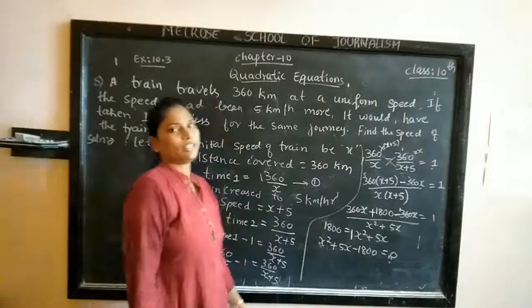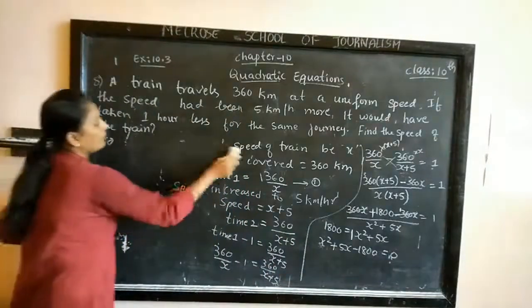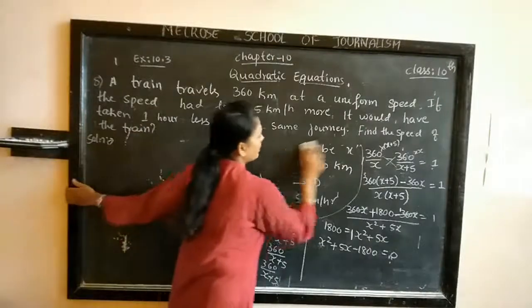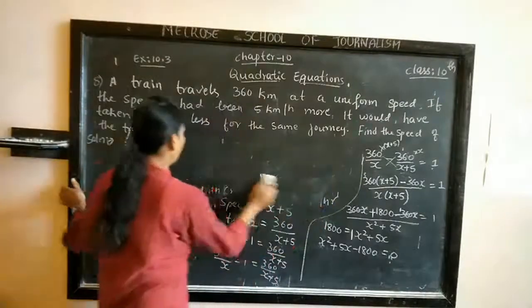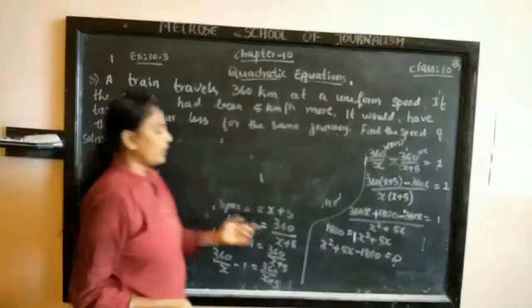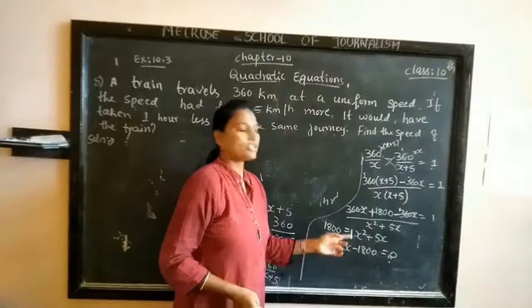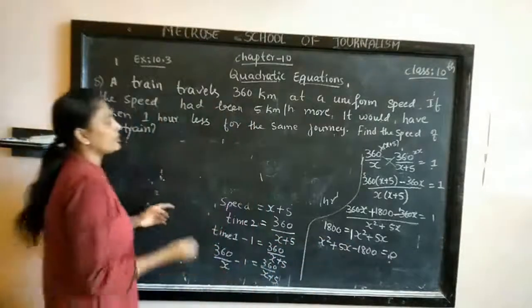You need to solve by any of the methods. Again, you know which method I am using? Factorization method to find out the speed of the train. So if I do multiplication, I should get minus 1800. If I do plus or minus, I should get 5. Which are the two factors?